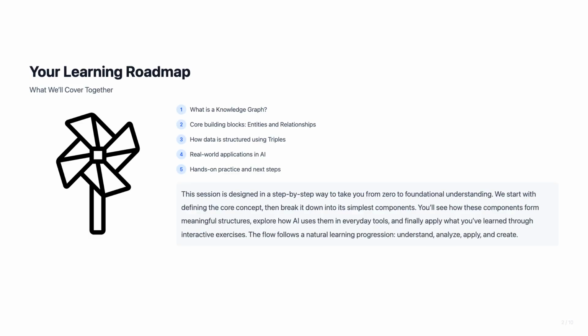After that, we'll look at real world applications, like how Google search or voice assistants use these graphs to give smart answers. Finally, we'll wrap up with hands on practice ideas and a clear path for what to explore next. This journey is designed to be clear, engaging, and practical. By the end, you'll have both the theory and the confidence to start seeing the world through the lens of connected knowledge. Let's get started with the big picture.